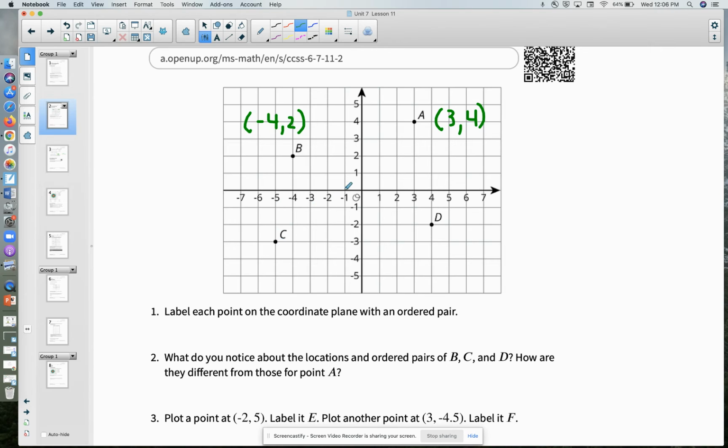And this one here on the x-axis, negative 5, negative 3. And then on D, so 4, and then negative 2.